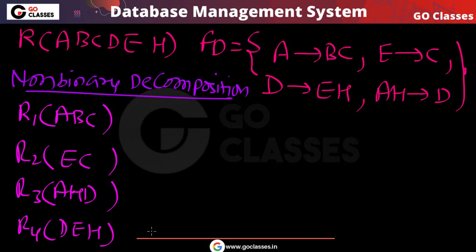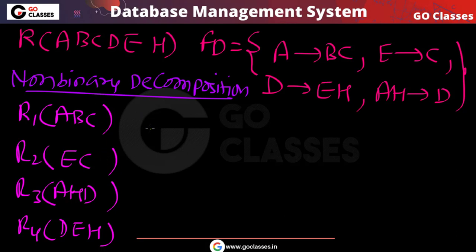Also, this method is only one way. It can give you the answer either lossless or lossy. If this method gives you the answer lossless, then the answer will be lossless. But if it gives you the answer lossy, then the answer may or may not be lossless. That is the problem with the successive combining method.